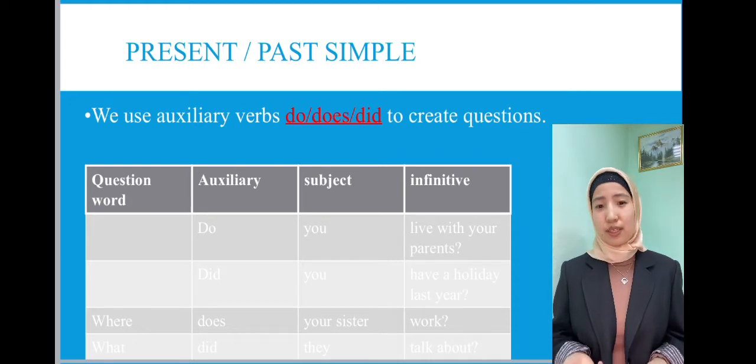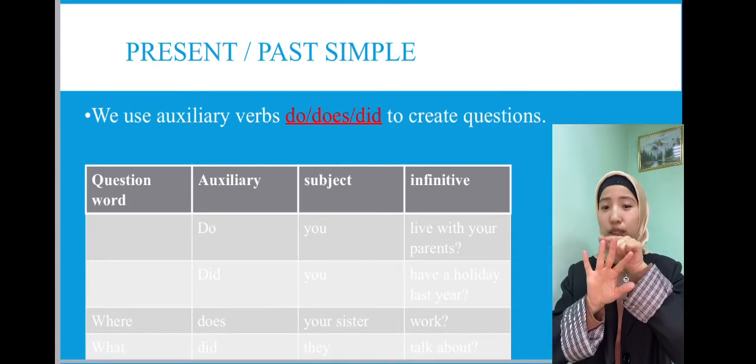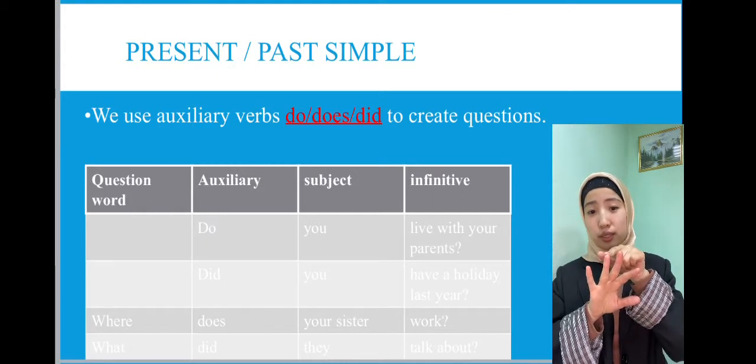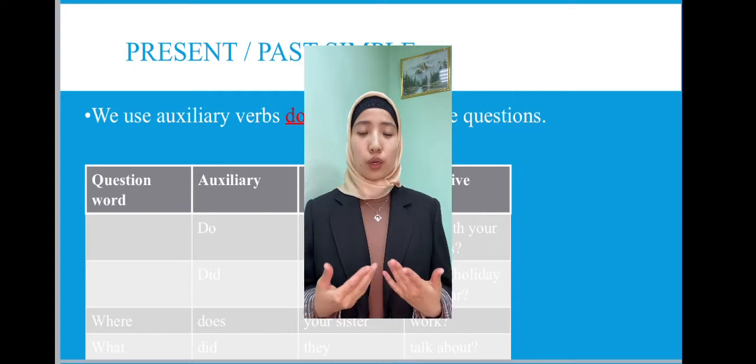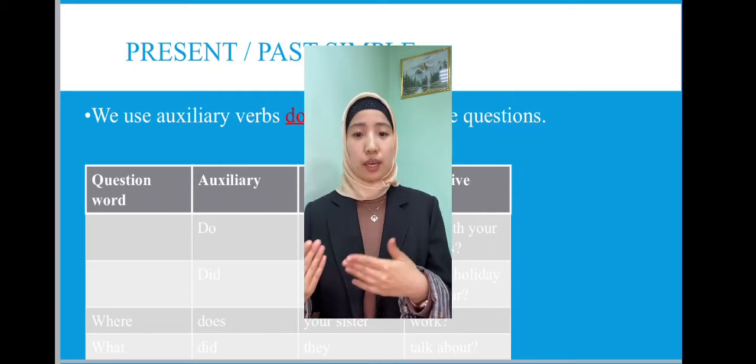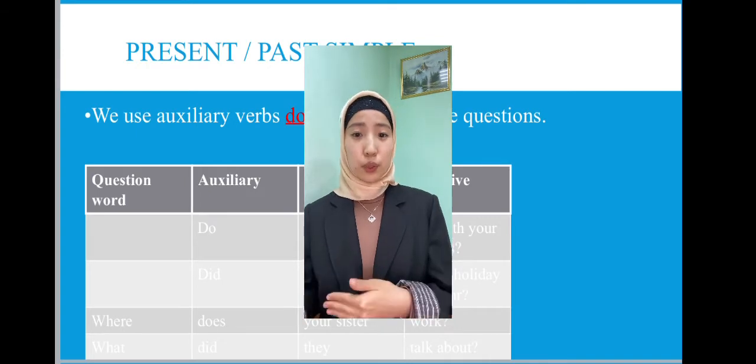Very simple sentences. What did you do yesterday? Do is the infinitive, yes, infinitive without to. If there is a preposition, we often put it at the end of the question. For example, who do you live with?